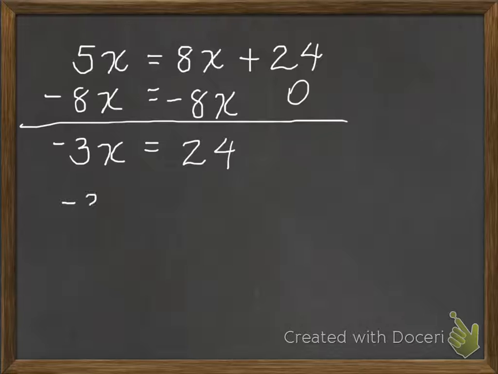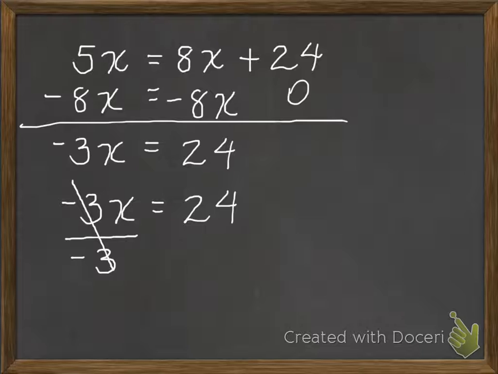To undo x times minus 3, or minus 3 times x, we have to do the opposite of times minus 3. We divide by minus 3. Not add 3, that's a common error. We divide by minus 3. That's the opposite of multiply by minus 3. And minus 3 over minus 3 is 1, and 1 times x is x. So that gets x alone.